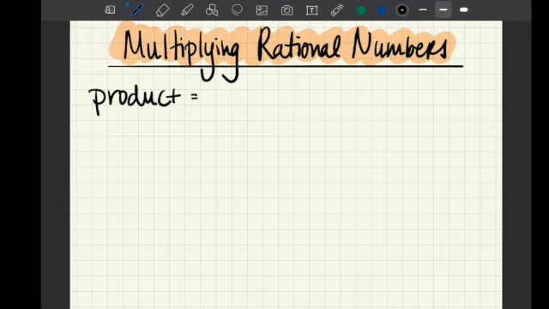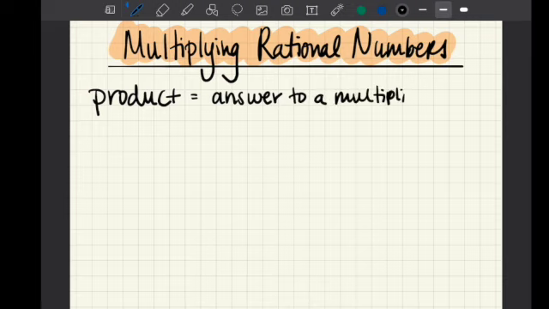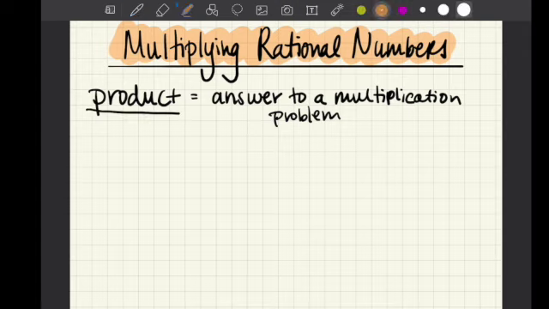You will see questions that say, find the product. The product is just basically the answer to a multiplication question. Just like when we have the word sum, that's the answer to an addition problem, and difference is the answer to a subtraction problem. The word product is the answer to a multiplication problem.